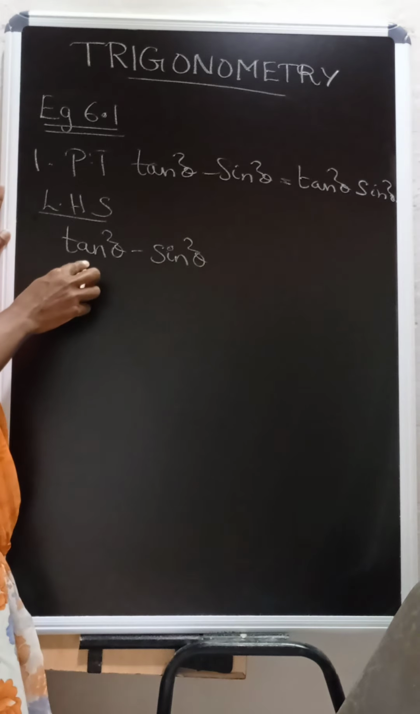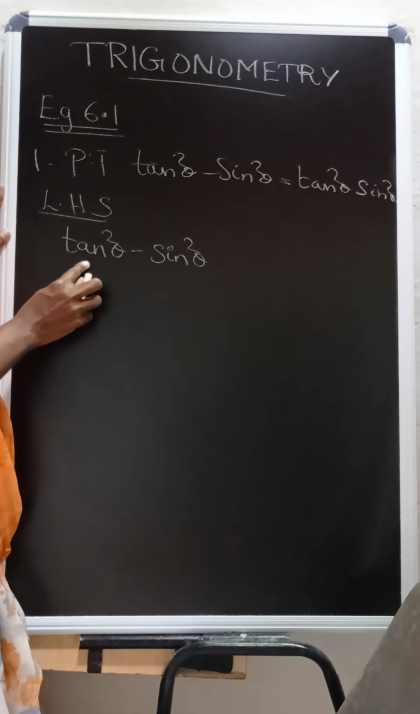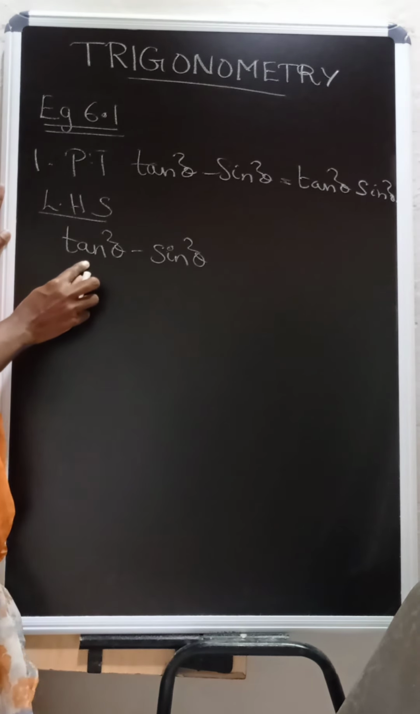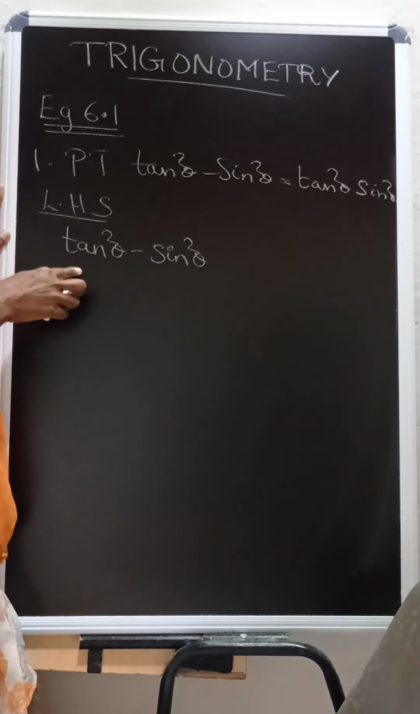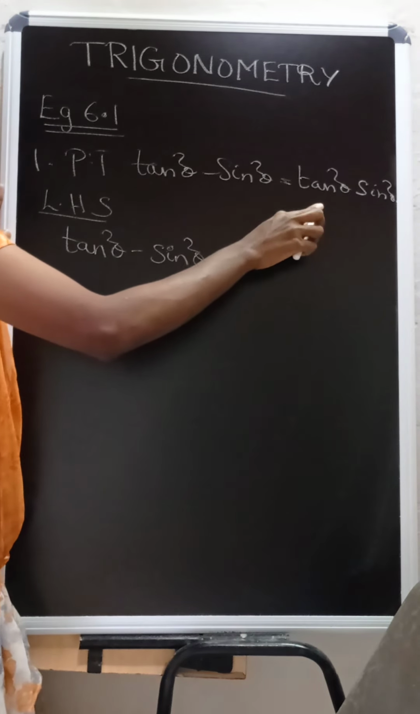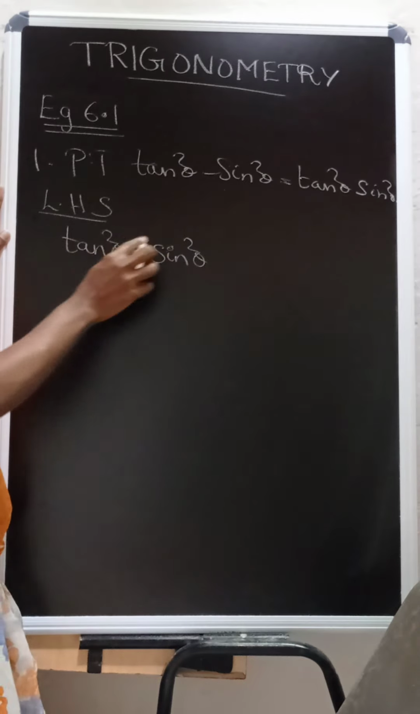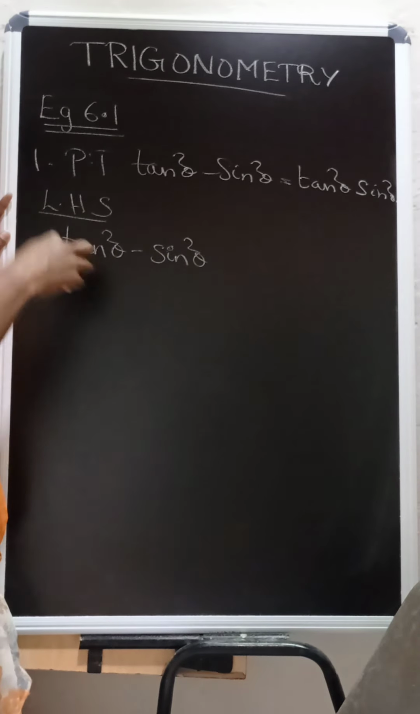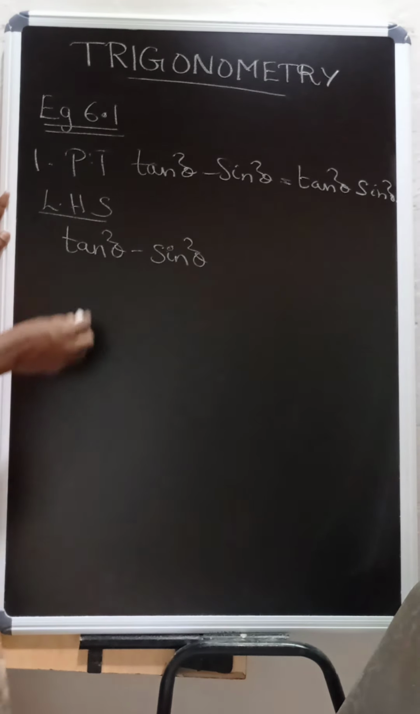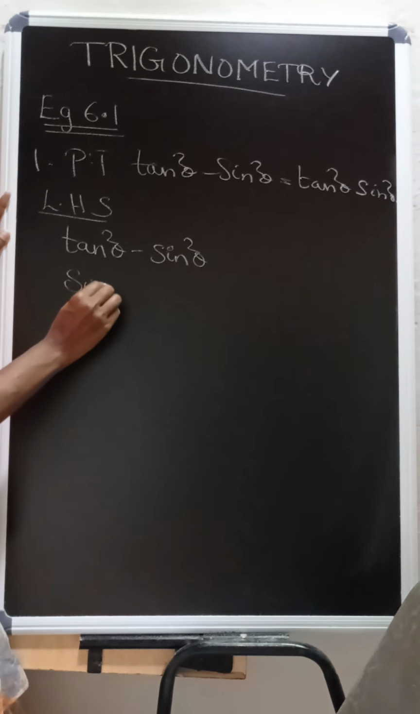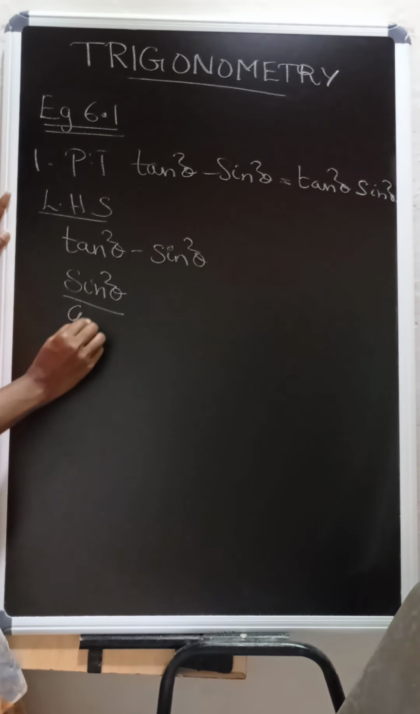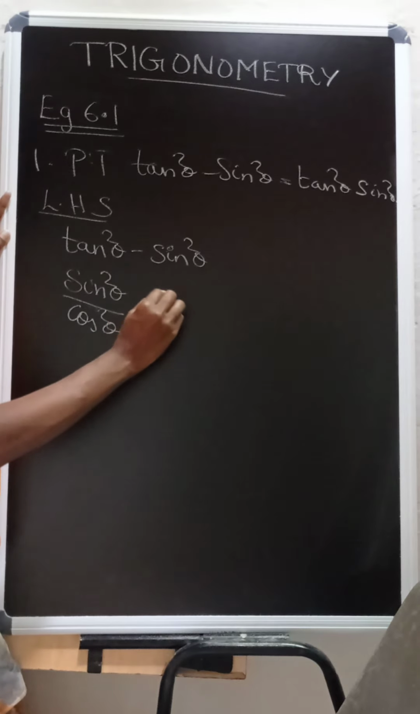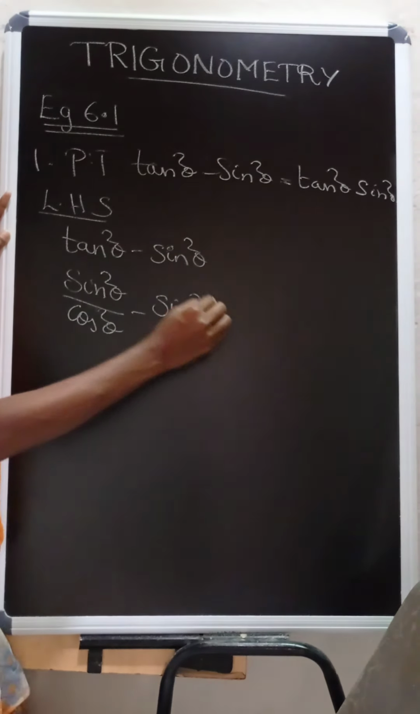Now you also have a formula for tan square theta as secant square theta minus 1. But if you take that identity here, you won't arrive at this result. So for this particular sum, you need to take what is suitable. For tan square theta, you can write it as sin square theta by cos square theta minus sin square theta.